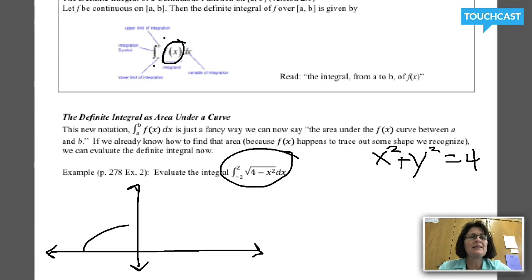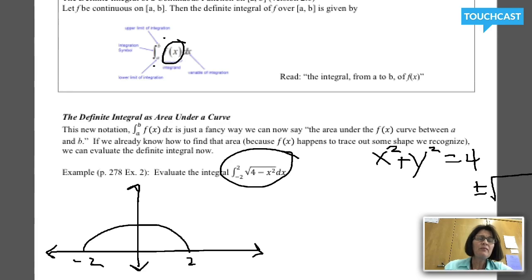So if I wanted to sketch that, I'm going to pretend that's a semicircle. Thank you for your indulgence. The curve that I'm getting is just the top half of the circle, because if I really wanted to solve that for y, I'd need a plus or minus square root. So it's the top half of a semicircle whose radius is 2 and whose center is the origin. So here's my semicircle. This tells me I want to find the area of this semicircle.